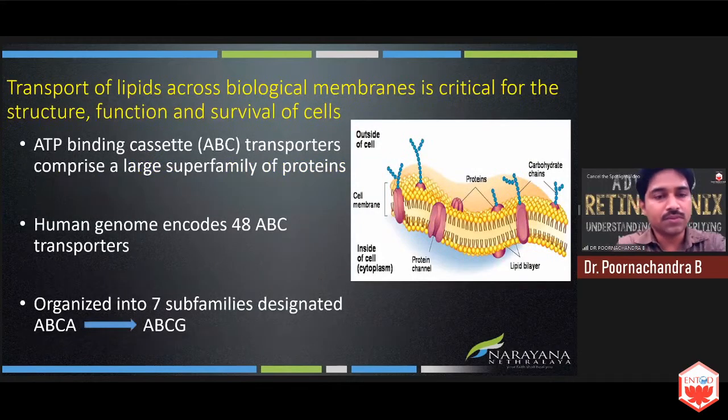To understand some of the basics of how these biological membranes work, the transport of lipids across the biological membrane is critical for the structure and function of any cell. This is basically done by a group of ATP-binding cassette transporters, which comprise a large superfamily. The human genome encodes 48 such ATP-binding cassette proteins, which are organized into 7 subfamilies, grouped from ABCA to ABCG.